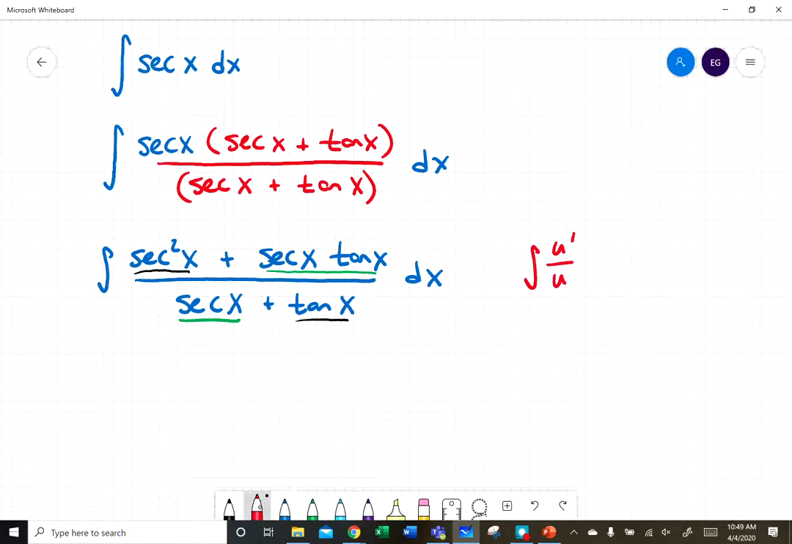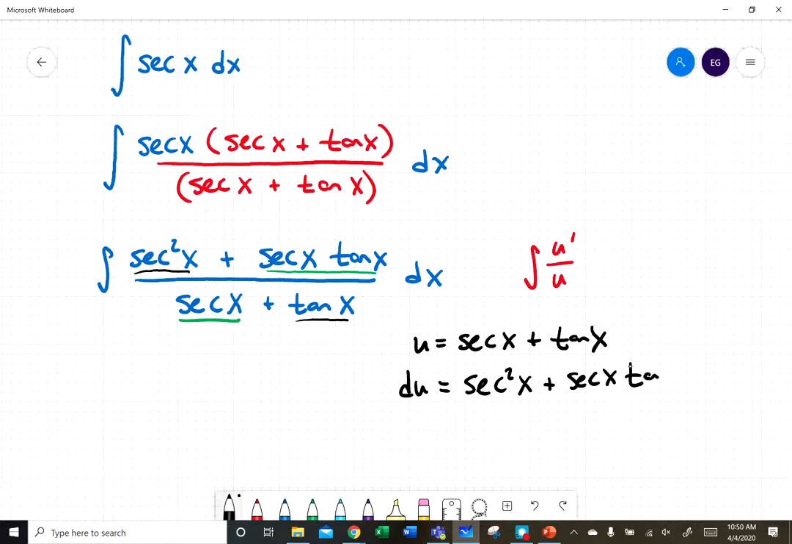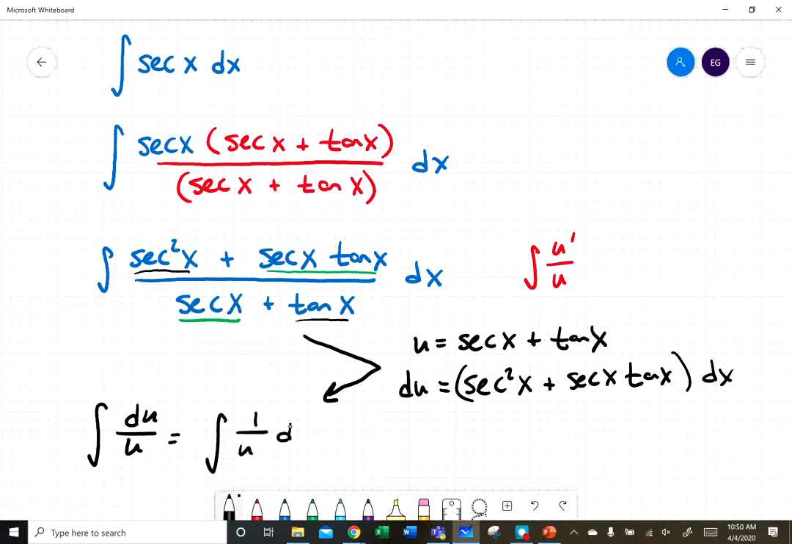So we'll make a substitution here. Let's say u is equal to secant x plus tangent x. Then du is equal to secant squared of x plus secant x tangent of x dx. And so with this substitution, our integral becomes du over u, or 1 over u du. And that's very nice, very easy to work with.